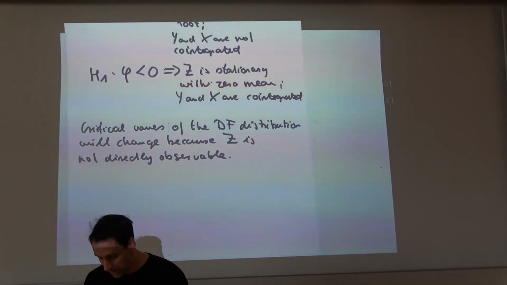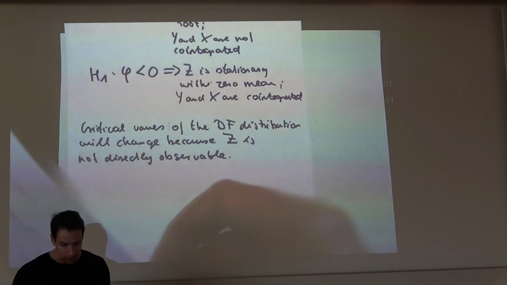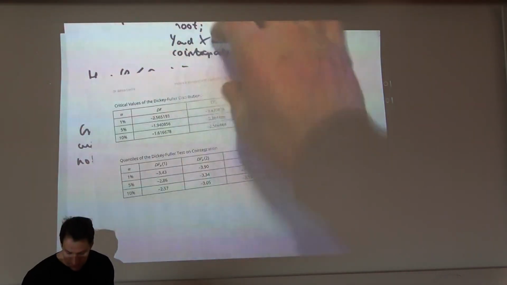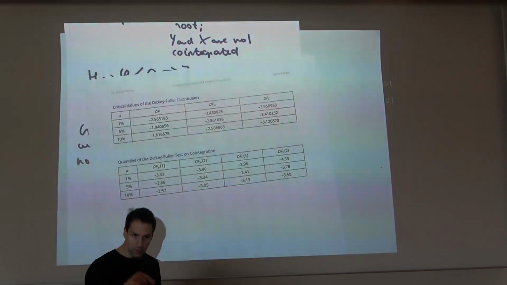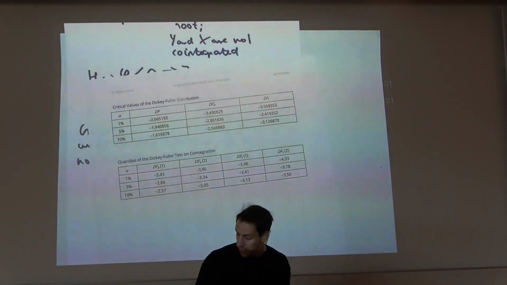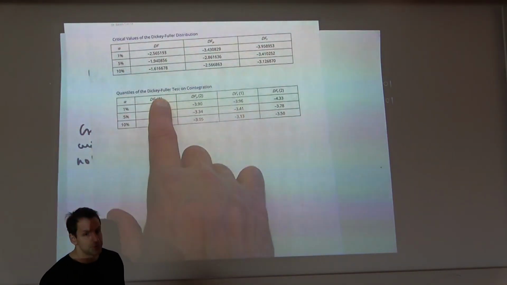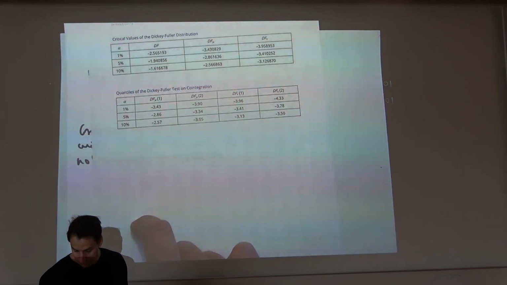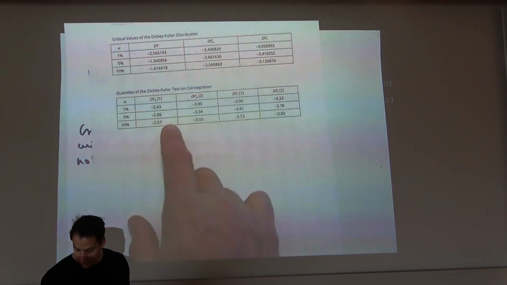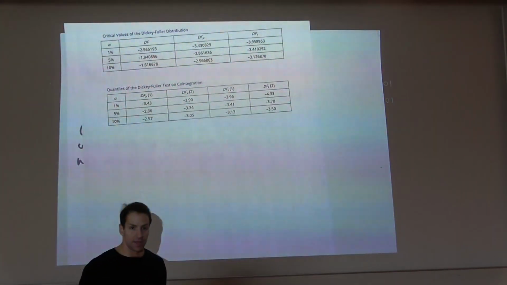So you find basically two tables here in the appendix. The first one is the critical values of the Dickey-Fuller distribution. This is the regular one, for each of the models. And the second one refers to the adjusted ones, where you test for cointegration. And as you can see, they're a little bit different, but you don't have to do that for the exam.